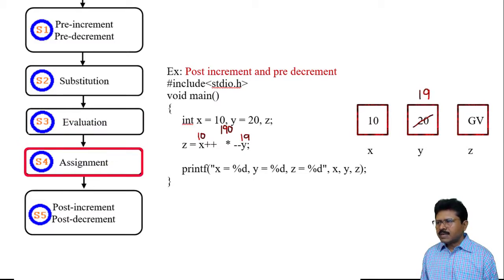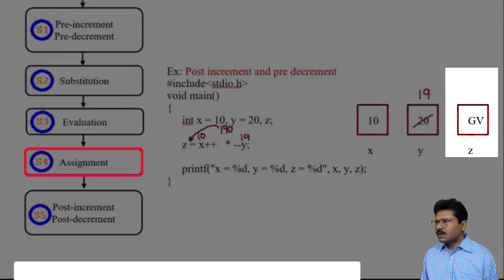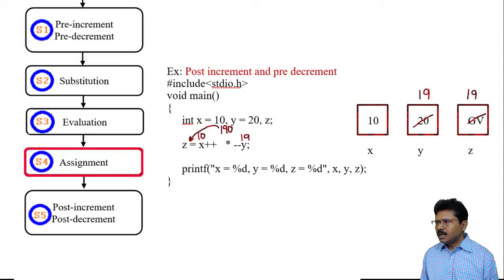Next, assignment step. This 190 value will be assigned to variable z. So what is the value of z now? z is 190.